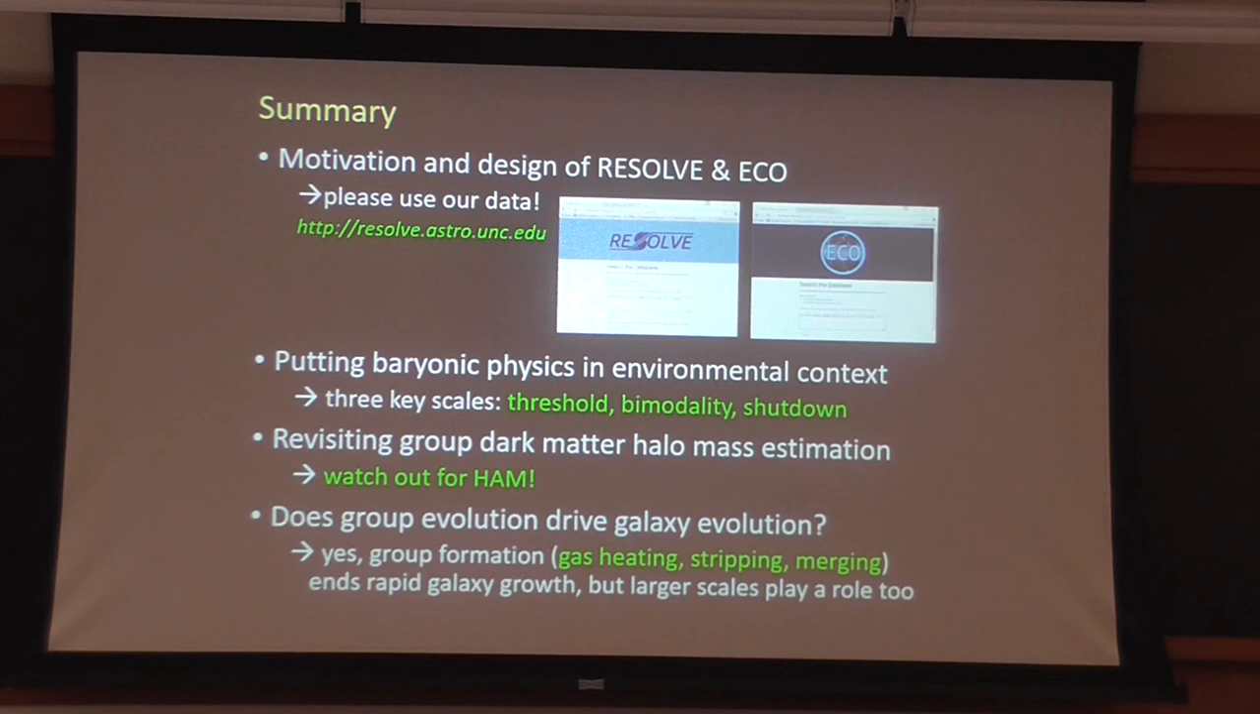So please use our data. This is just the same points that have been our outline. We have the data online, and more is coming. Threshold, bimodality, and shutdown scales, I hope you'll remember, are three distinct scales, particularly threshold and bimodality. Watch out for halo mass, and does group evolution drive galaxy evolution? Yes, probably through gas heating, stripping, and merging. And unfortunately, though, we need to find a way to get better dark matter halo masses for the smallest groups in order to make real progress here.